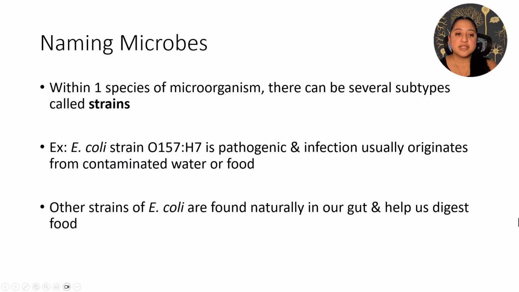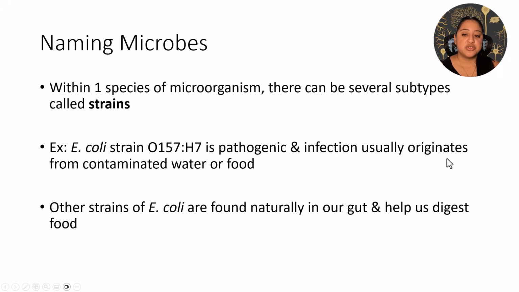And then within one species of microorganism, it's super interesting because they can be the same species, but there can be different subtypes called strains. So they're still the same species. They're not going to get a different name, but there are different subtypes, and so those are called strains. So there are different strains of E. coli. So specifically, it's E. coli strain O157:H7 that is pathogenic, makes people sick.